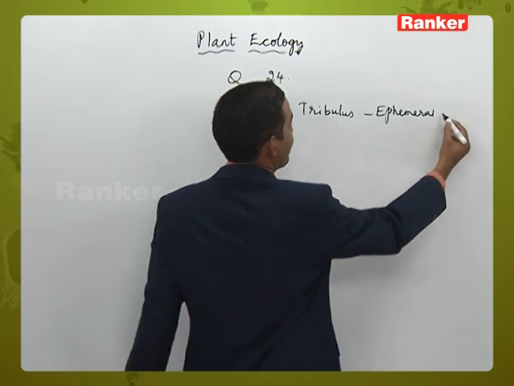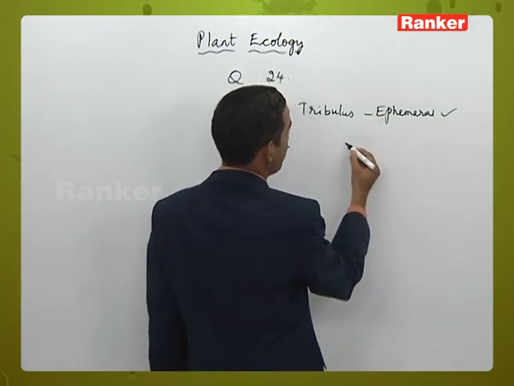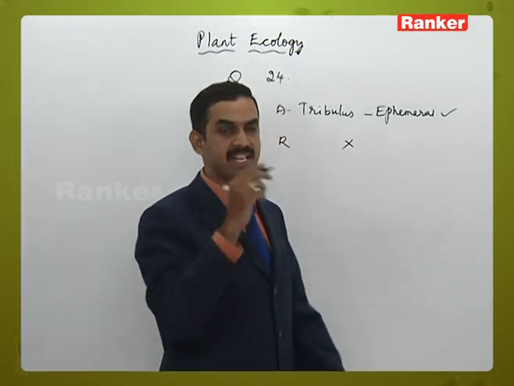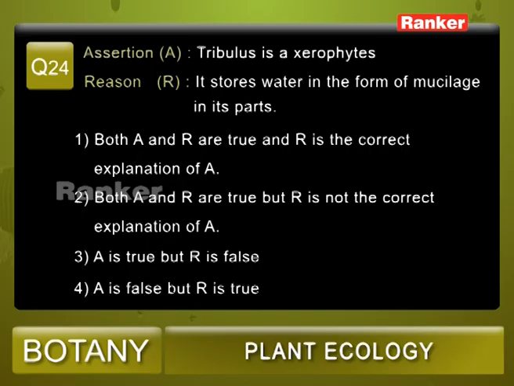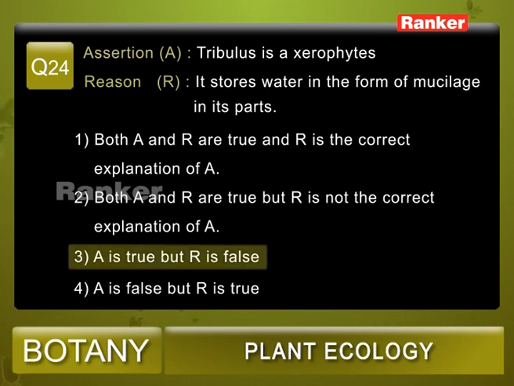So the assertion statement that is given is correct, but the reason statement that has been given here is incorrect. So A is true and R is false. Question number 24, the correct answer is 3.